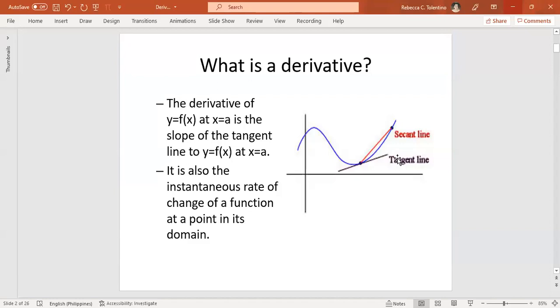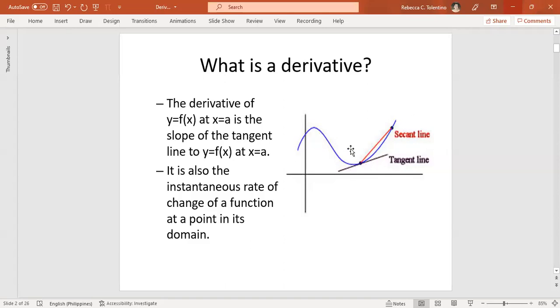First, let's look at the concept of the derivative. The derivative of y, which is a function of x, at x equals a, is the slope of the tangent line to y equals f of x at x equals a. We touched on the concept of tangent line when we discussed limits. So you will see that this tangent line at a particular point, say x equals a, if you get the slope of that tangent line, that slope is actually an expression of the derivative of the curve y equals f of x.